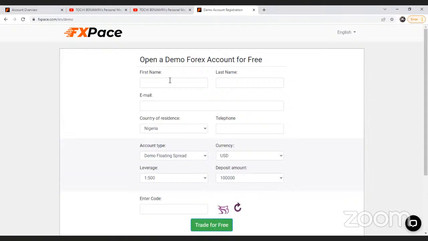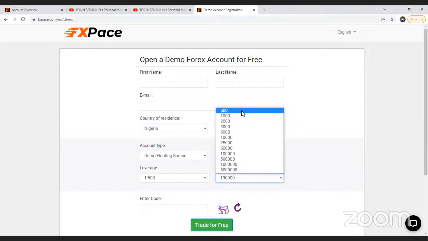So you can put your first name, your last name, your email address, country of residence. Those of you in Ghana, you put Ghana, telephone number, account. You can see demo floating spread. That one is there. USD, of course, except you want to fund with your Bitcoin. Leverage. Then you choose the amount you want to deposit. Preferably, I tell people to choose at least a very small amount, so that you can treat it as if it's your live account. You can use the lot size that suits that account to trade. You can choose $500, enter the code.